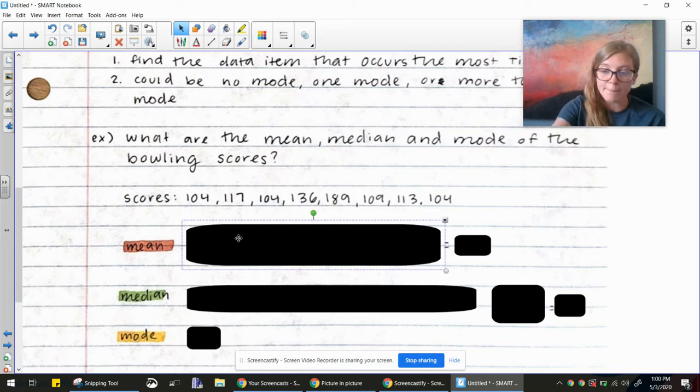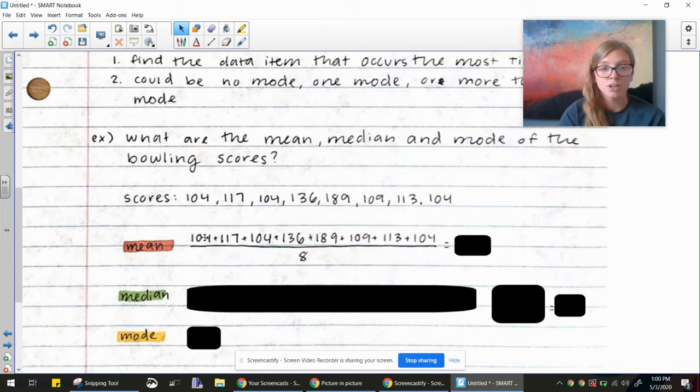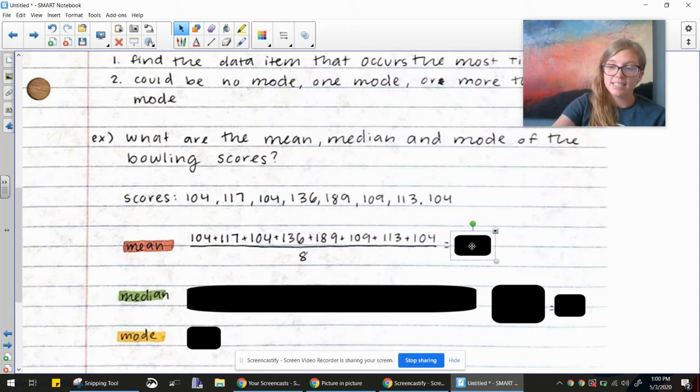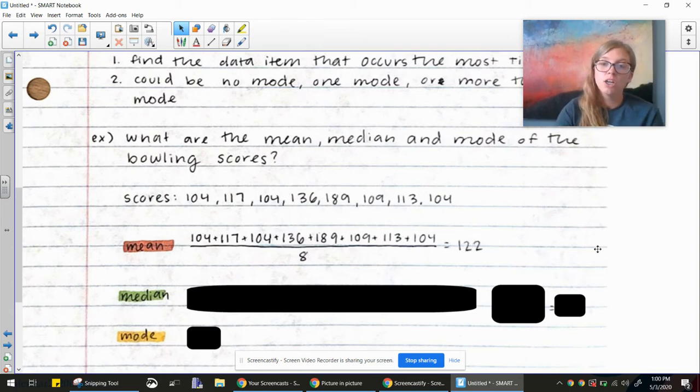So we start by adding together 104, 117, 104, 136, 189, 109, 113, and 104. We add all of these together first, and then we divide by 8 because there is 1, 2, 3, 4, 5, 6, 7, 8 different scores. This leaves us with an average of 122.